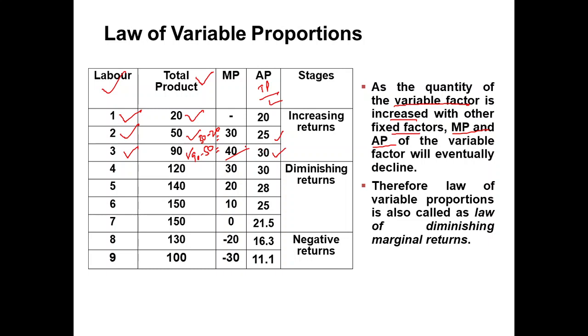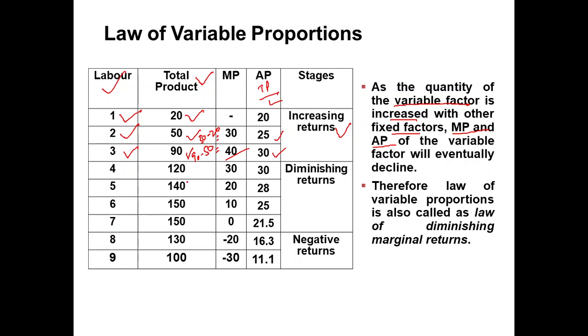So what do we observe here in this first stage? That your marginal product is increasing. It increased from nil to 40, and our average product is also continuously rising, from 20 to 25, 25 to 30. That's why we call it increasing returns. The production is increasing at an increasing rate, because you can see here 20, 25, 30, the rate of increase is increasing, and the marginal product is also increasing at an increasing rate.